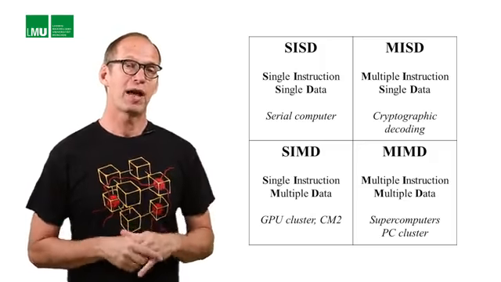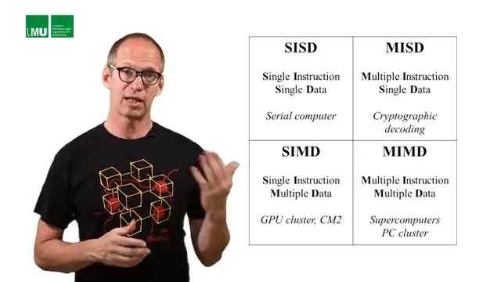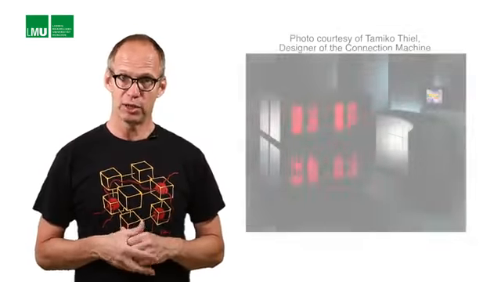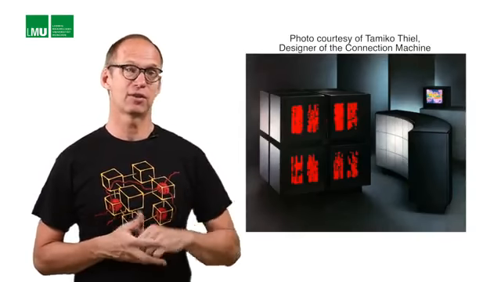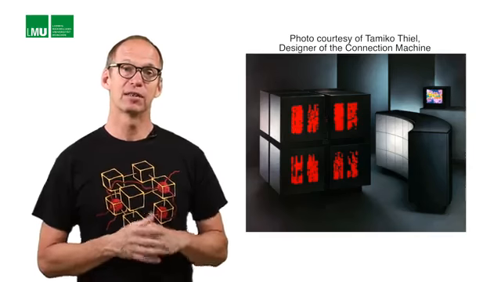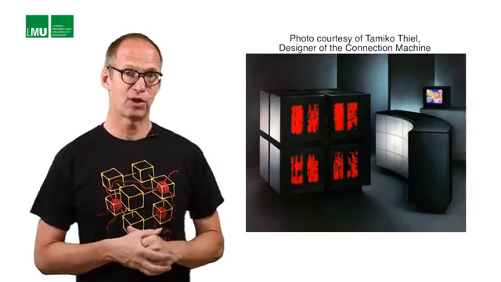The first kind of parallel approach were these SIMD machines, single instruction, multiple data. An example is shown here, the Connection Machine. In this case, this is a Connection Machine CM2 that was built in the late 80s by Thinking Machines Corporation.